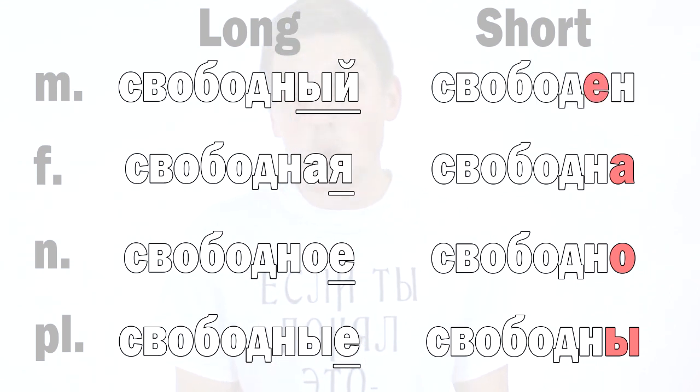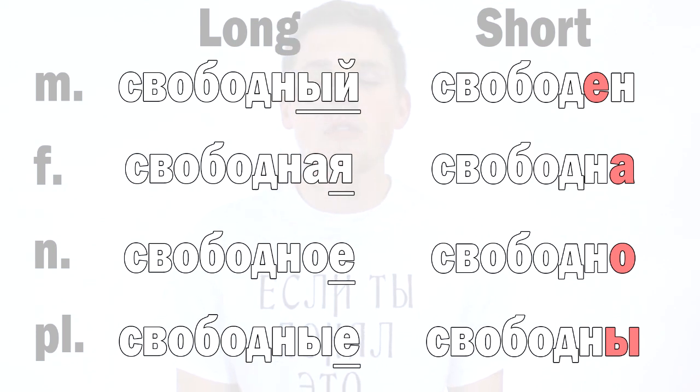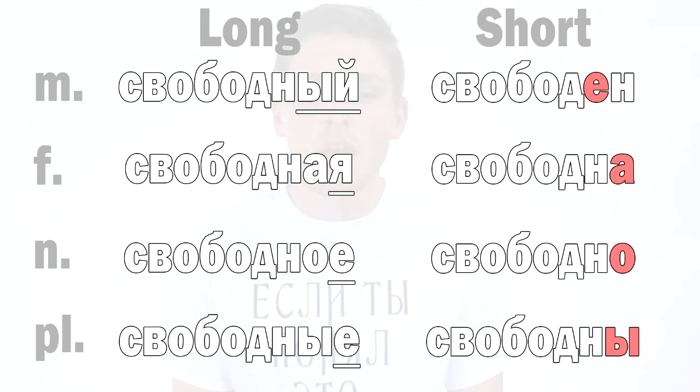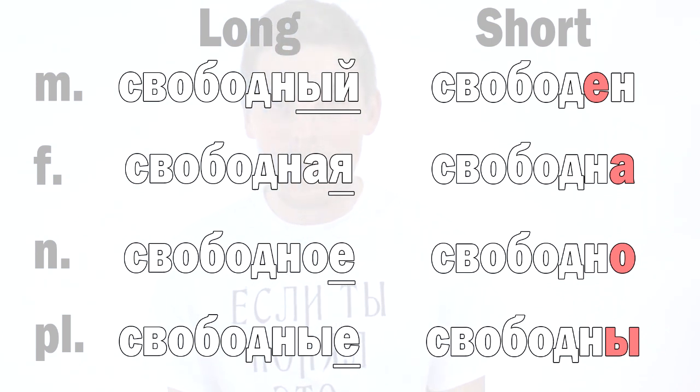Even though we removed two letters, right? We removed ый from the long one. We are going to add another vowel between d and n at the end of the short one. The reason for that is that we don't want to have two consonants in a row. Okay, because if we didn't have that vowel, it would sound as свободн. It doesn't sound very natural, very beautiful, right? So we add that е to it so it can flow better. Свободен. Instead of свободн. What is that, right?